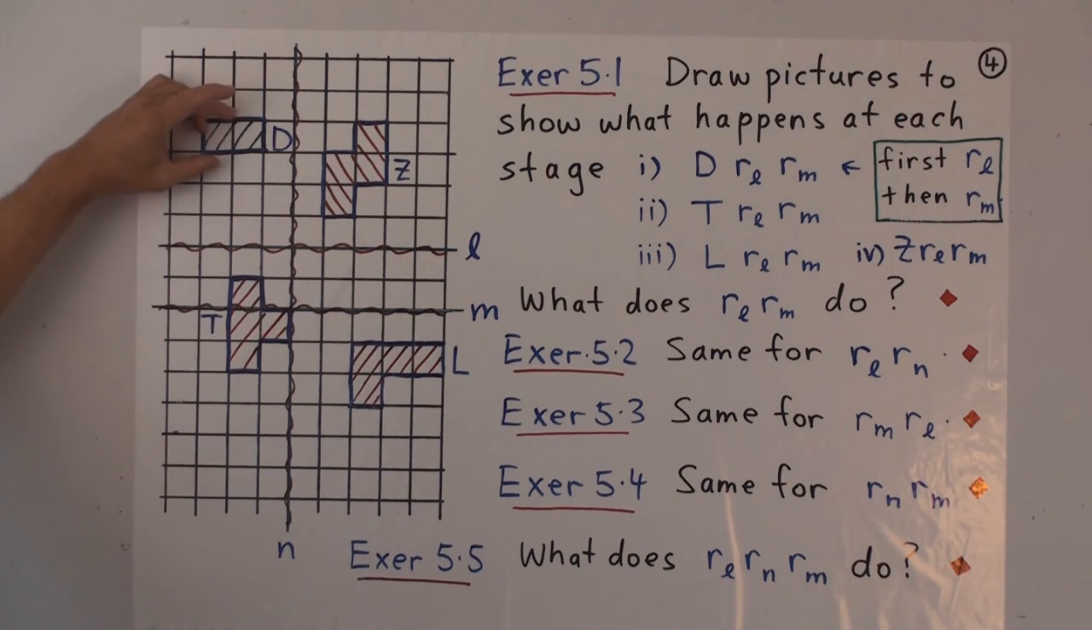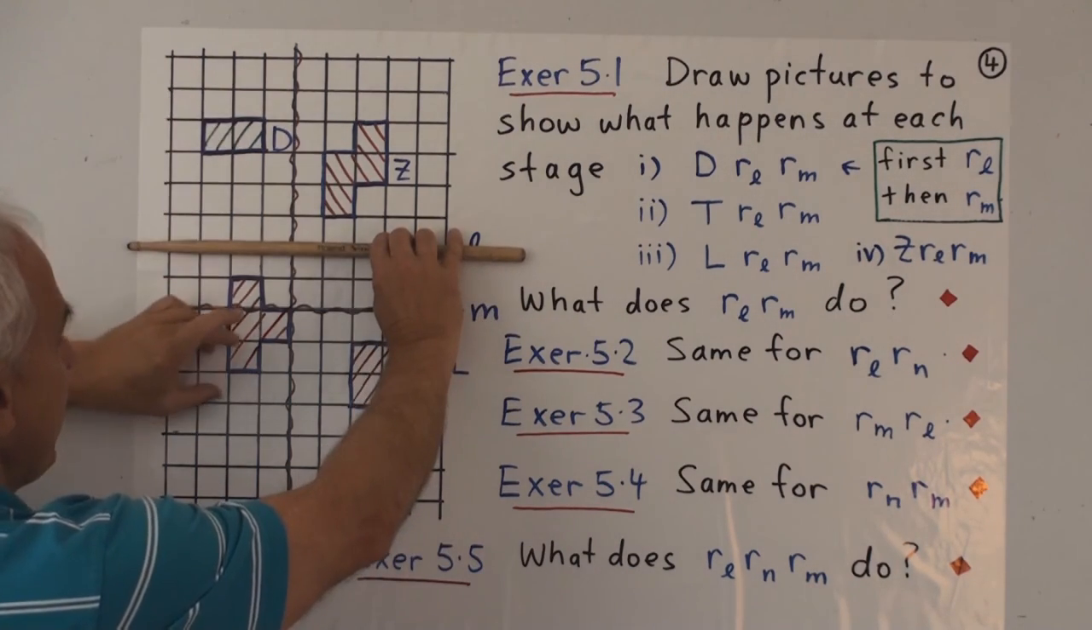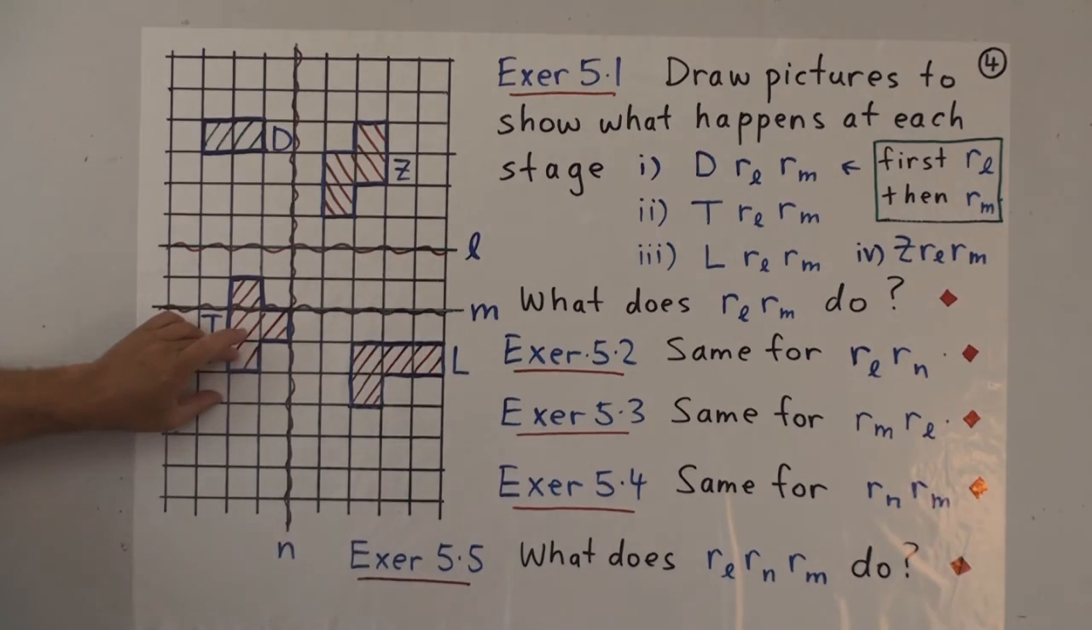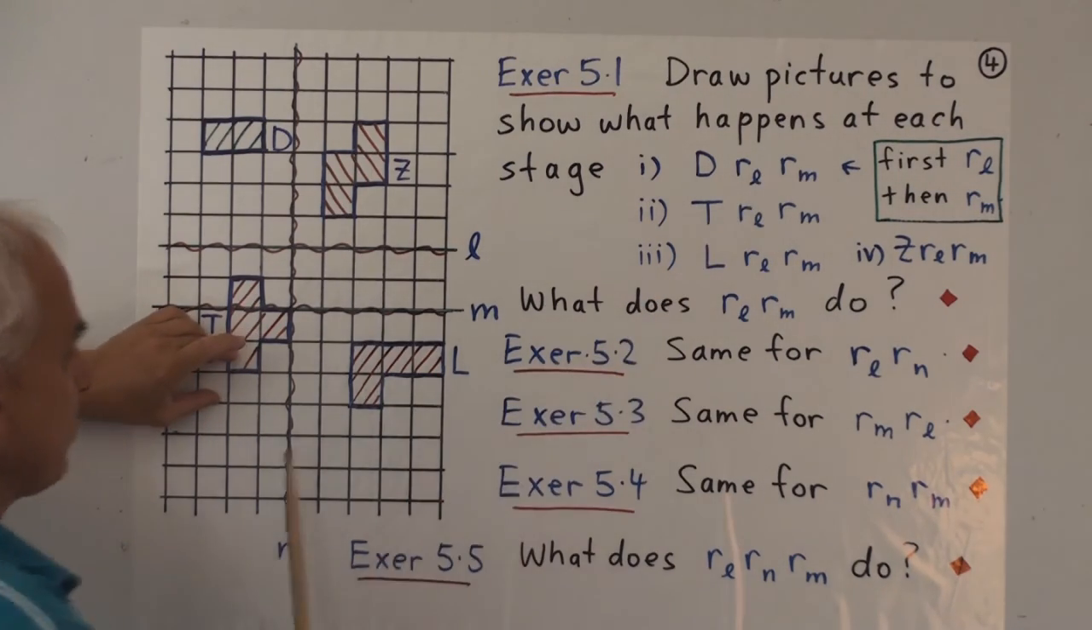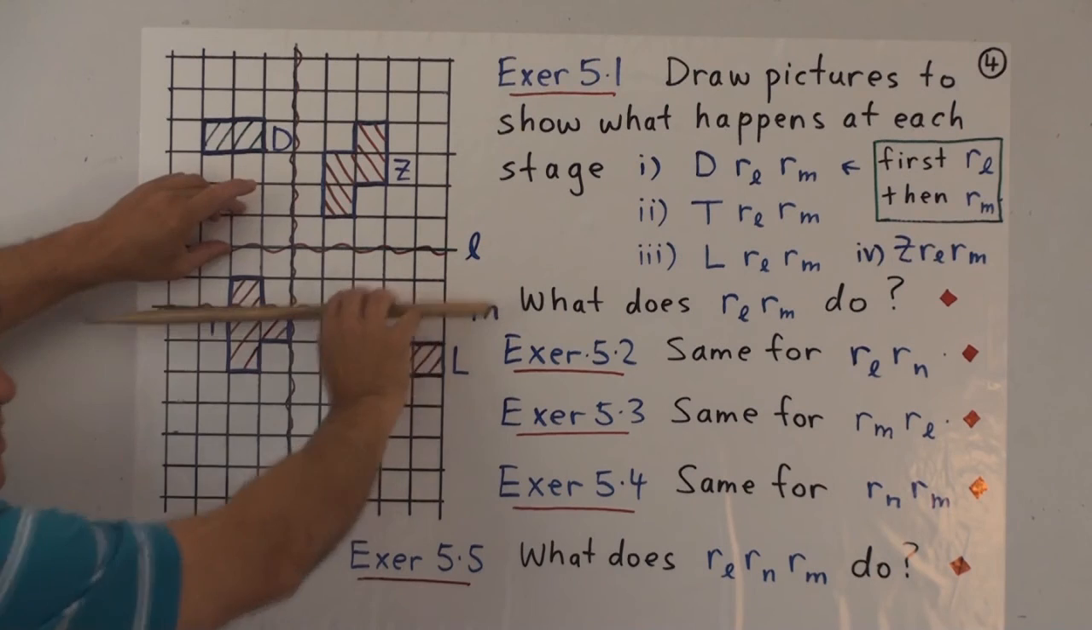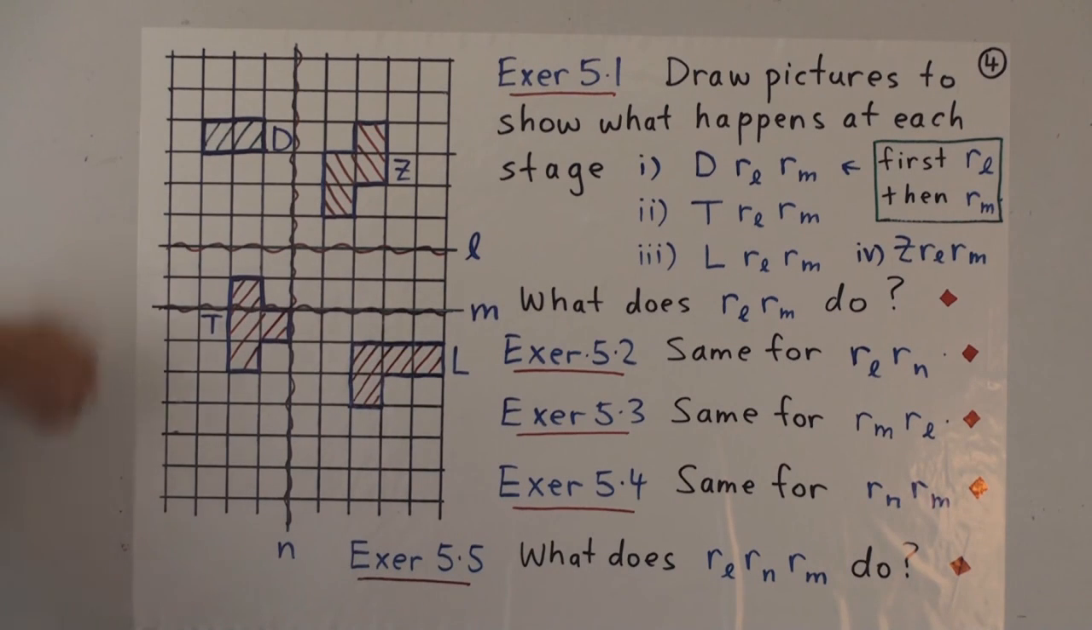So for example, just to give you an idea, the first one, if you start with this rectangle D here and we reflect in L, well, you're going to get something that's down here somewhere. And then after that, if we reflect in M, well, we're going to get something which is up there somewhere. So the net effect is to go from here to there.